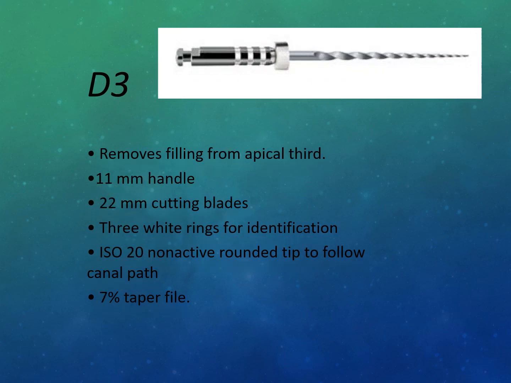And D3 removes filling from the apical third, 11 mm handle and 22 mm cutting blades, and three white rings for identification, ISO 20, non-active rounded tip, and 7% taper. When you see the full ProTaper system, you have 4% taper, 2%, 6% taper, 9% taper, 8%, 7%. So the taper keeps on differing. That's why they call it a progressive taper.